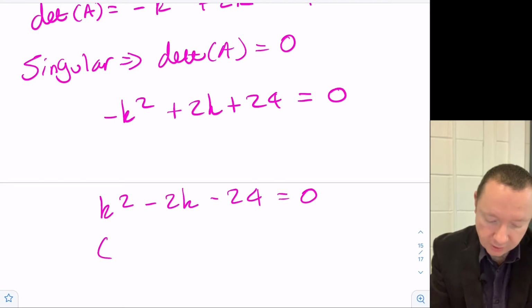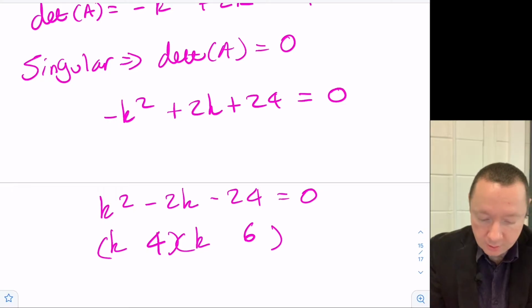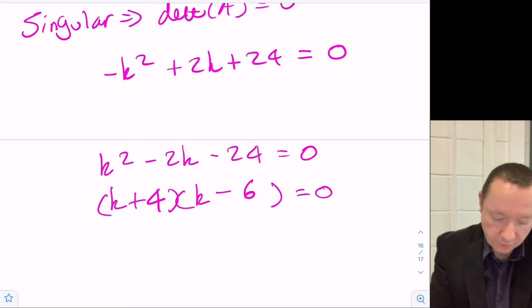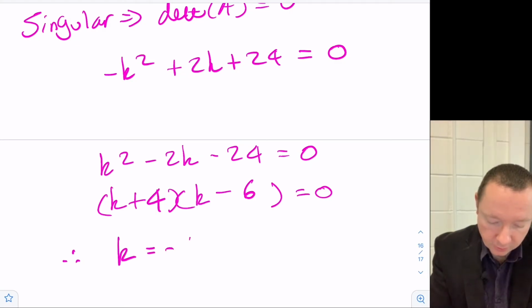To make it easier to factorise, we've got k and k, 6 and 4, minus 6 plus 4, and therefore k equals -4 or k equals 6, and we're done.